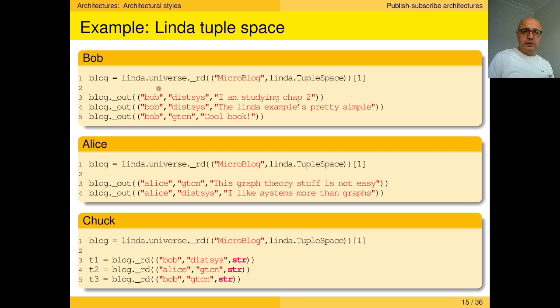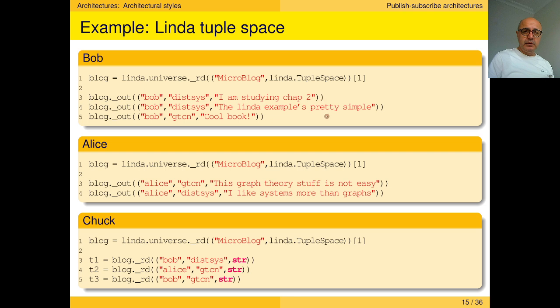And then Bob creates, now this is a very simple microblog, an entry. So that person is posting a message, in other words. We will call a person who is posting a message a poster. So the poster name is Bob. The title of the post is Distributed Systems. And the content of the message is I'm studying chapter 2.